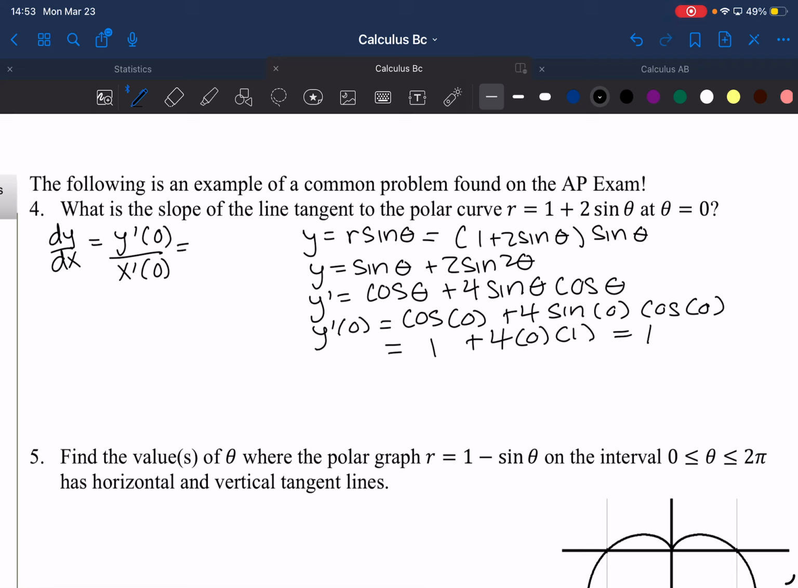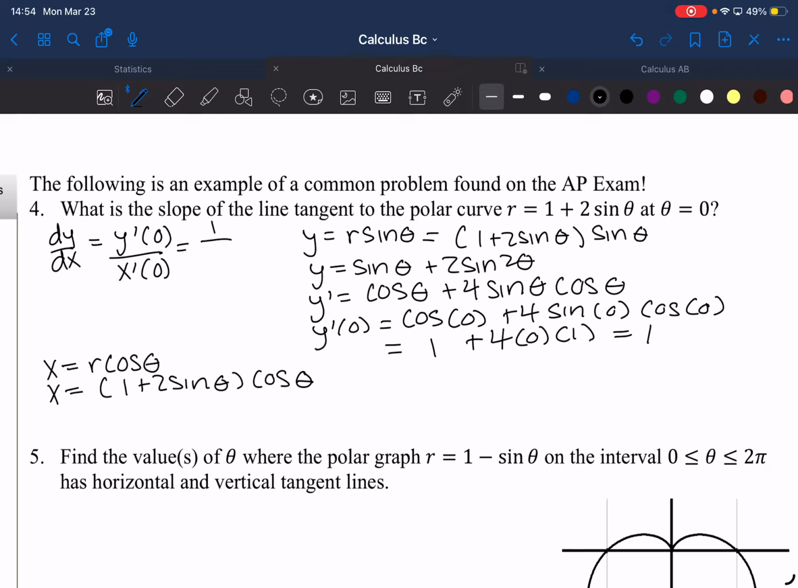And I'm going to do the exact same thing for x. So x is equal to r cosine theta. So same thing, but now I'm multiplying by cosine. So I have x is equal to 1 plus 2 sine theta times cosine theta. And in this case, I wouldn't want to distribute the cosine inside, because I would end up with cosine, which is fine, but then I'd have sine times cosine. So I'd have to end up using the product rule regardless. So if I'm going to use the product rule, might as well just use it from this point.